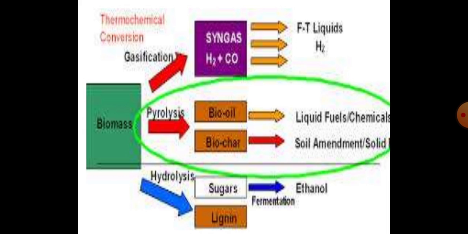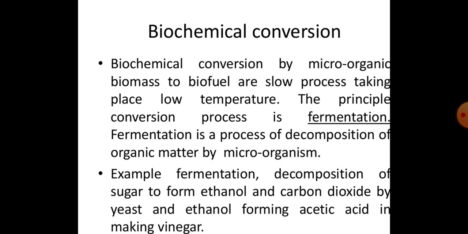And the third is hydrolysis. In hydrolysis, the biomass is converted and filtered into sugar, and that sugar is converted into ethanol by fermentation. So by breaking down the compound with the help of bacteria, it produces ethanol. Ethanol is directly used as an automobile fuel. So these are the basic three thermochemical conversion processes which we can use to convert biomass into useful liquids or fuels. So the next conversion is biochemical conversion.